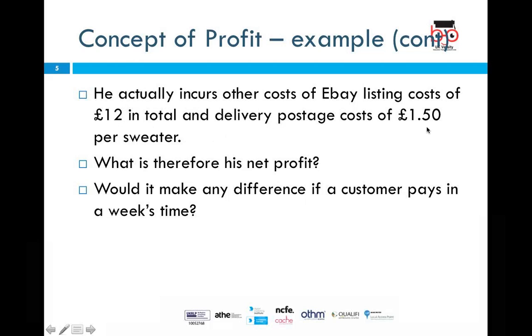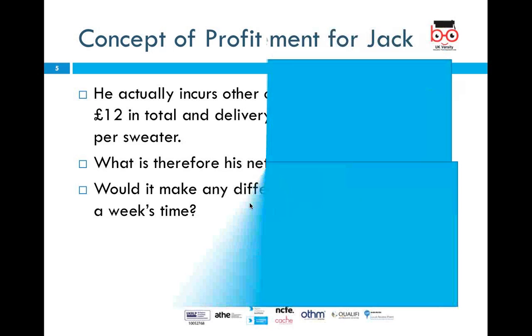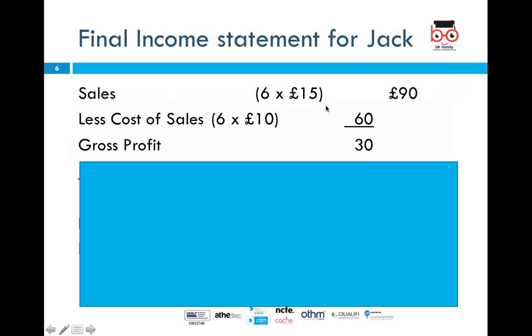That actually incurs other costs: an eBay listing cost of £12 in total and a delivery postage cost of £1.50 per sweater. So definitely there is a gross profit, and then the net profit after the selling expense. And if a customer pays in a week's time, that's the creditors' period. So we need to record these things in our accounts periodically. So let's see how it works.